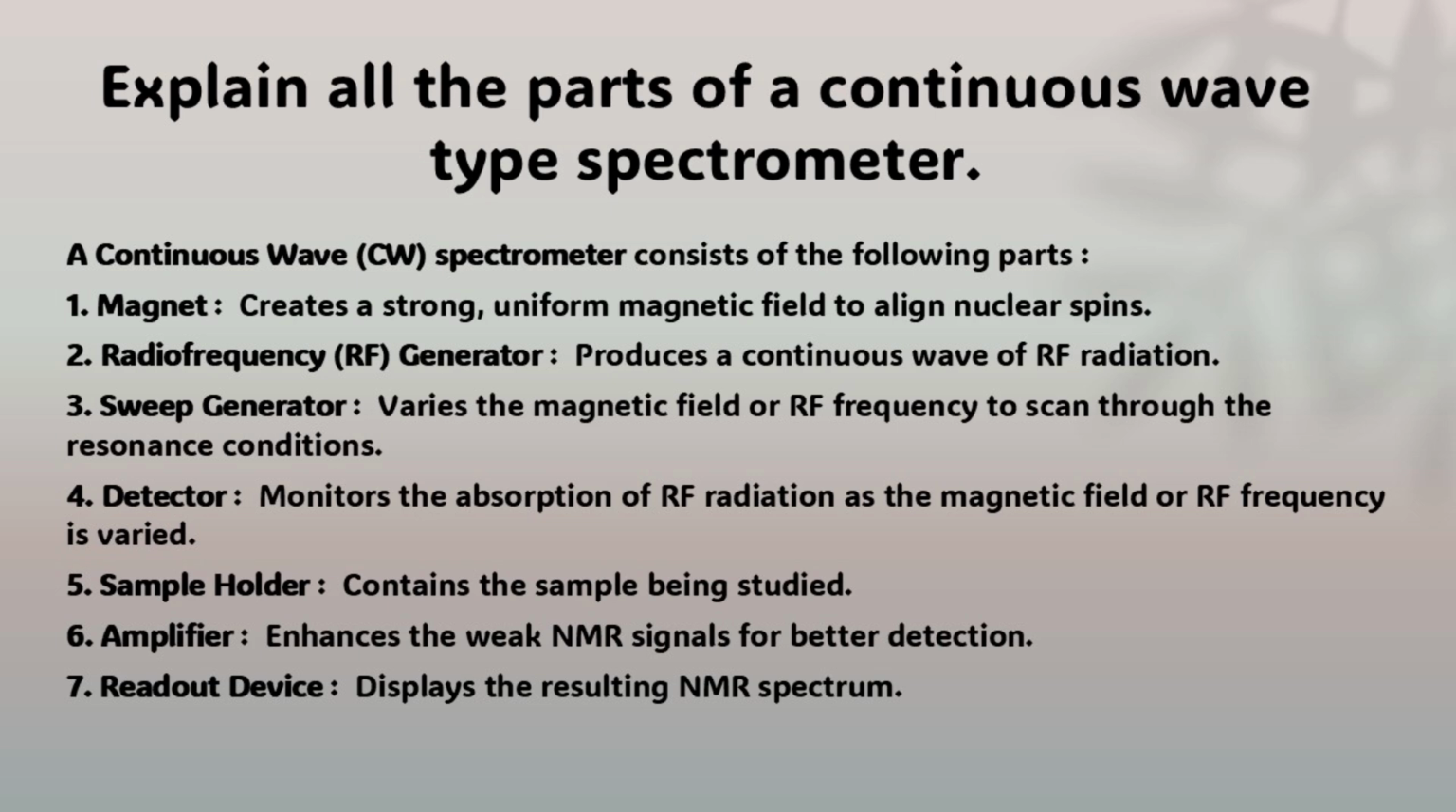4. Detector. It monitors the absorption of RF radiation as the magnetic field or RF frequency is varied. 5. Sample holder. It contains the sample being studied. 6. Amplifier. It enhances the strength of the weak NMR signals for better detection. 7. Readout device. It displays the resulting NMR spectrum.